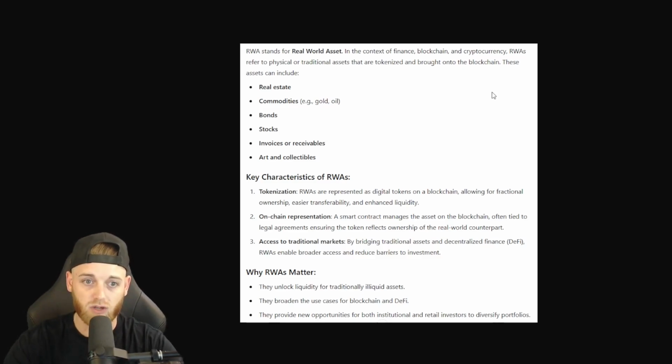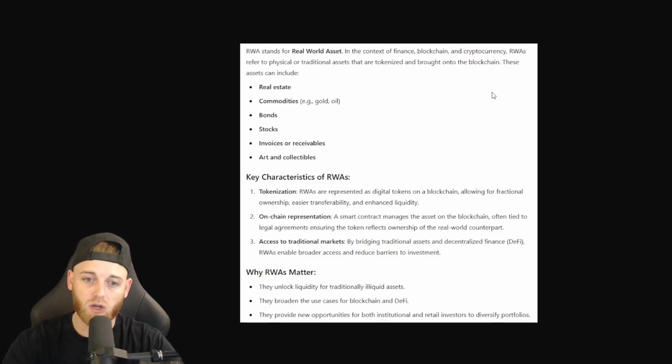Okay, so that's just a little idea for you on the basic use cases and utility for real world assets. You've got key characteristics here: tokenization, on-chain representation, and access to traditional markets. Okay, and this is the bridge from traditional markets over to blockchain and centralized finance into decentralized finance as well, which we will go into very shortly with, again, one of the projects at the end of this video.